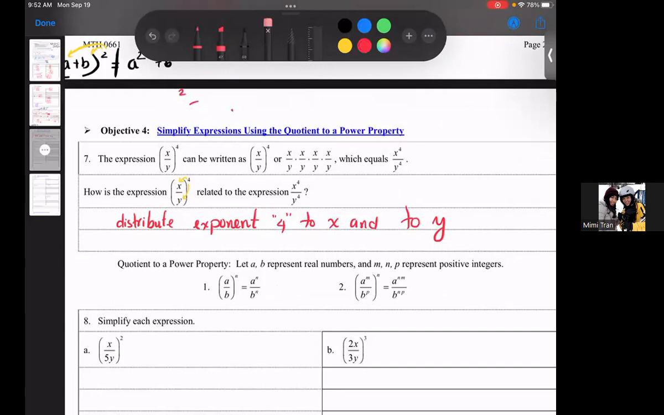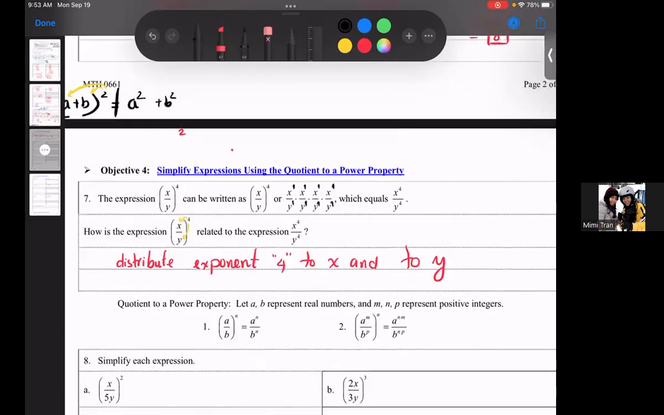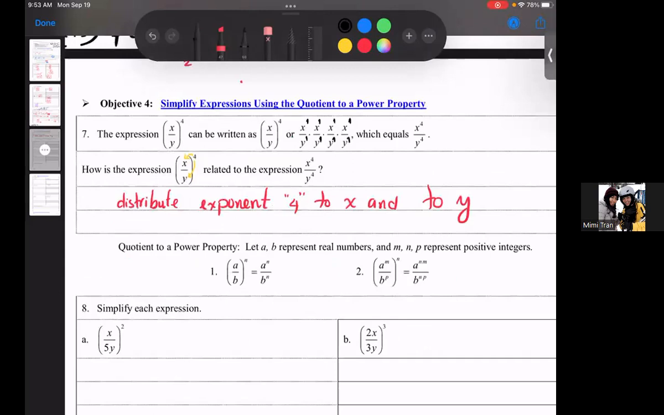If I have x divided by y, parentheses, to the 4 power, you write out 4 times. And then you use the product rule. So x to the first, x to the first, x to the first, x to the first, y to the first, y to the first, y to the first, y to the first. You add them all together. Hence, you got x to the 4 divided by y to the 4. But that's a long way. I don't want you to do that. The short way is you distribute the power. That's what you need to know.